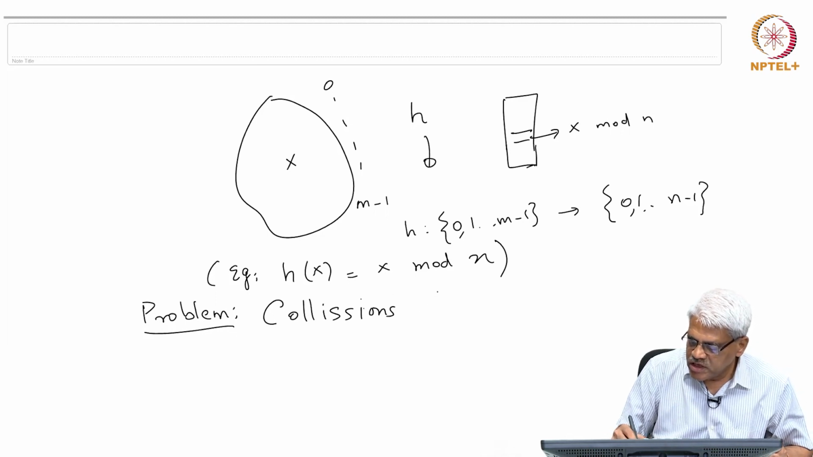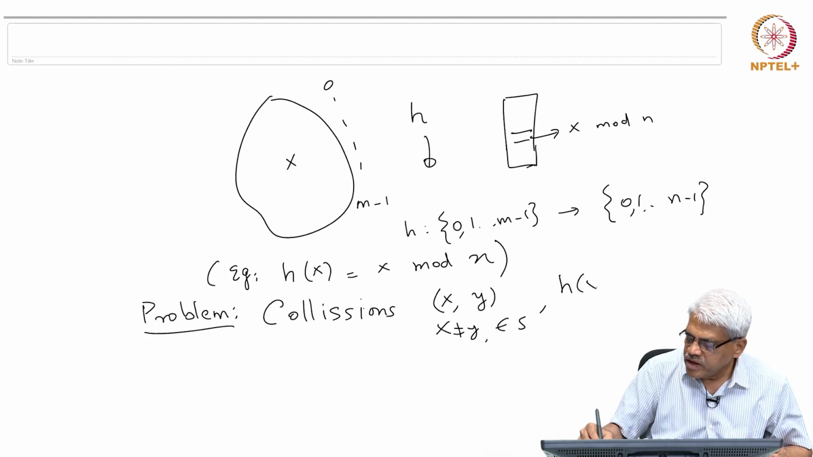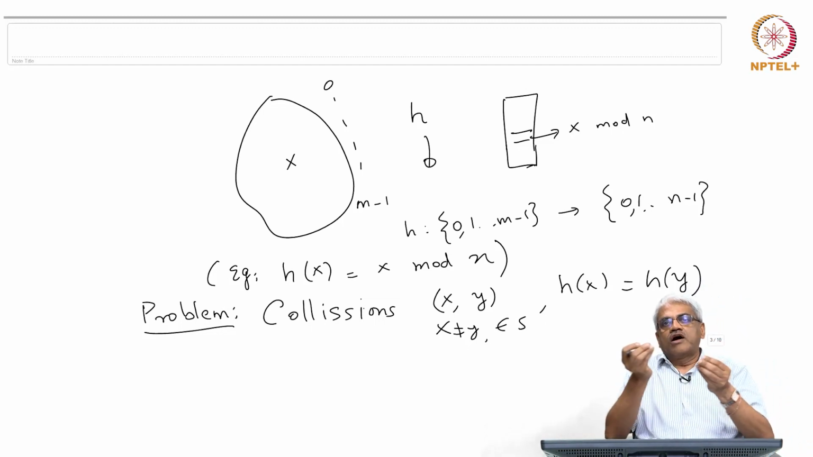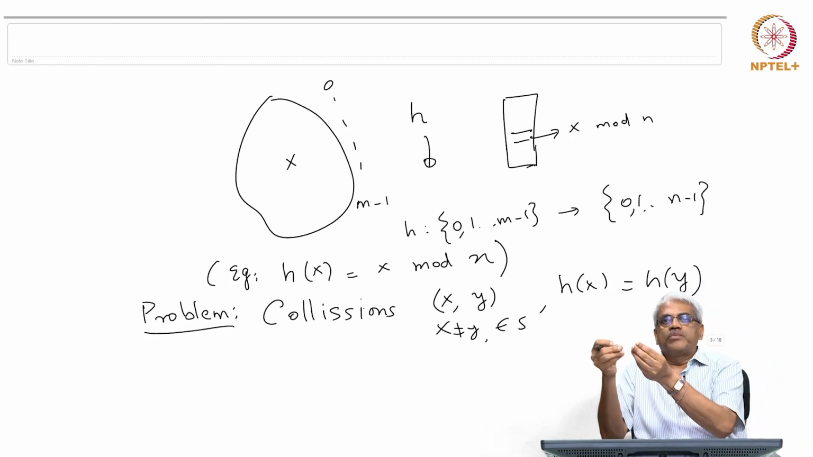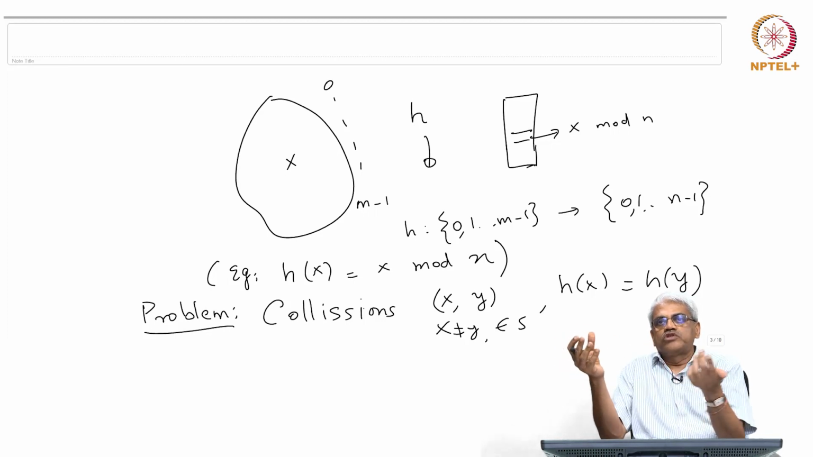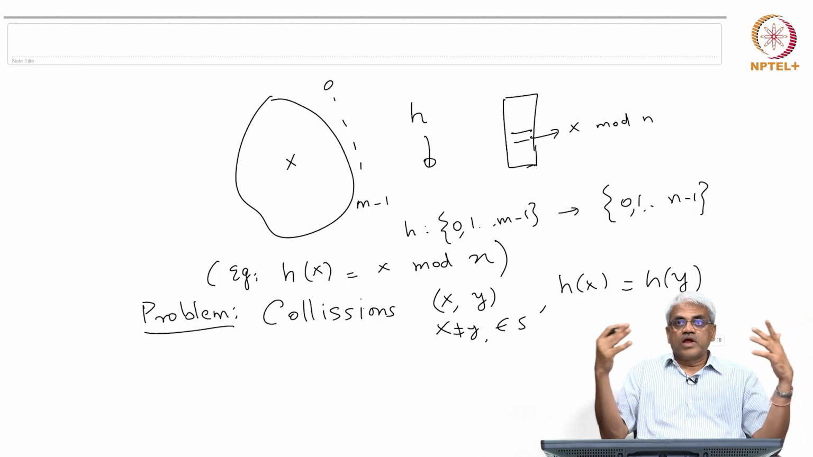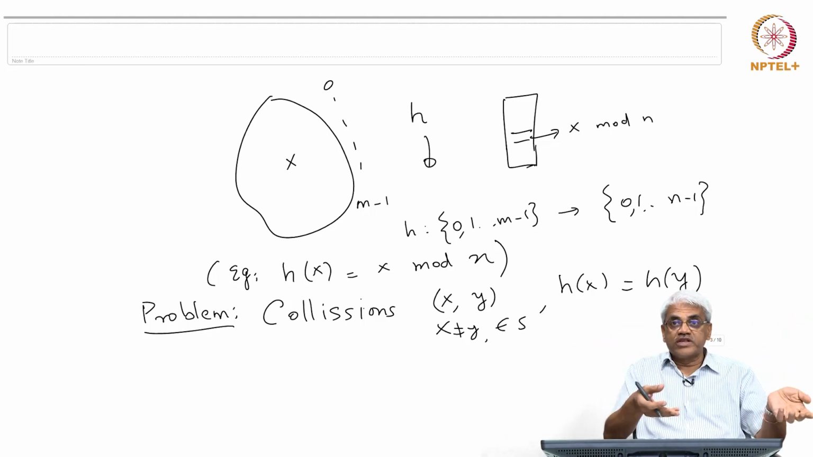What are collisions? It's a pair of elements x, y, x not equal to y, both in S, but h of x and h of y happen to be the same. So both values are competing for that one particular location. Which one would you store? Well, you have to store both, because you want to store x and y, you need to store your set S.